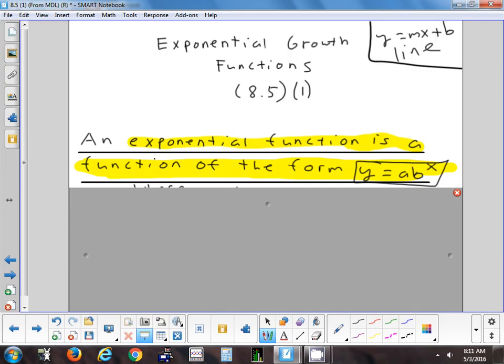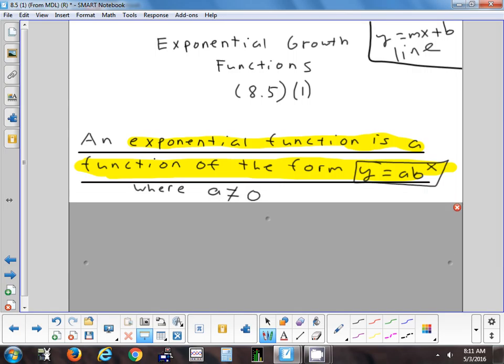Guys, on your note sheet, you want to put that, just like it is on the box there. You have a big box on your sheet, write that function right in there. You already have the y equals, write the a before the dot, write the b after the dot, and write the little x on top.